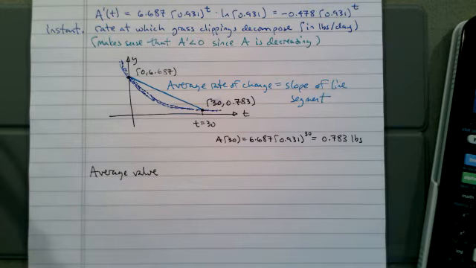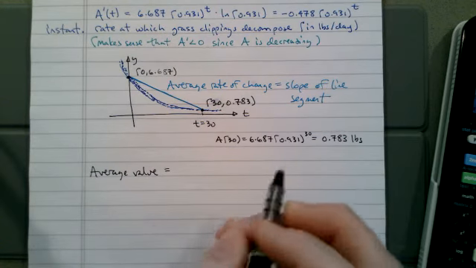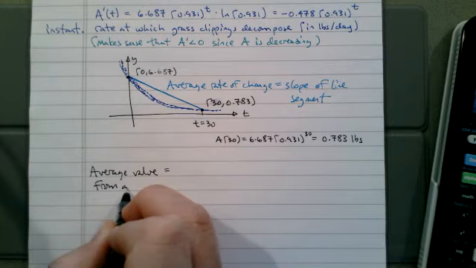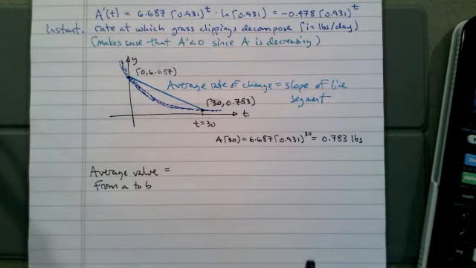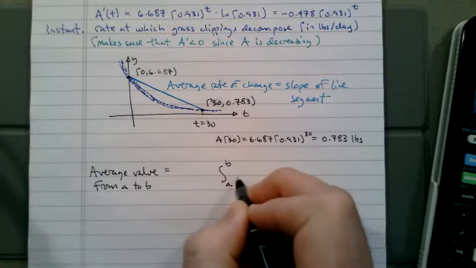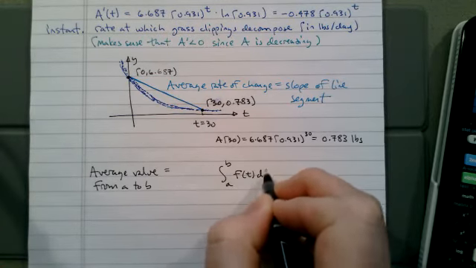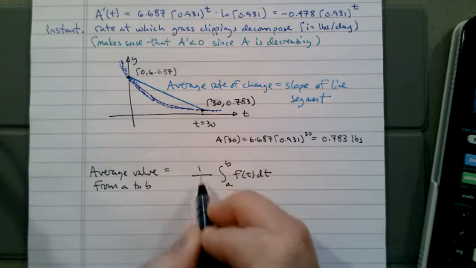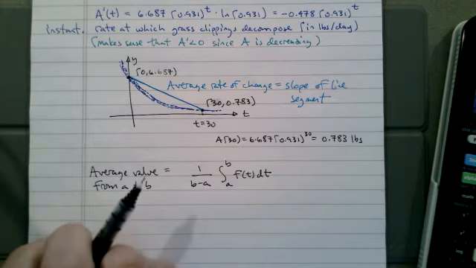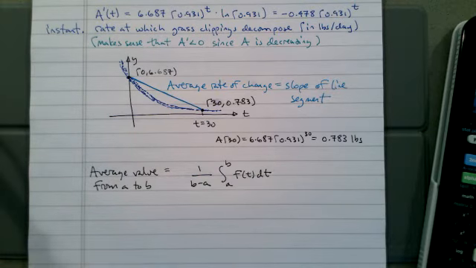We can't just divide by an infinite number of things. So what we're going to do is, say, from A to B. The average value of a function on an interval from A to B, we add things up by integrating from A to B of f of t dt, and then we divide by how many days went by. So this is the formula for the average value of a function. We just need to apply that to this function here.